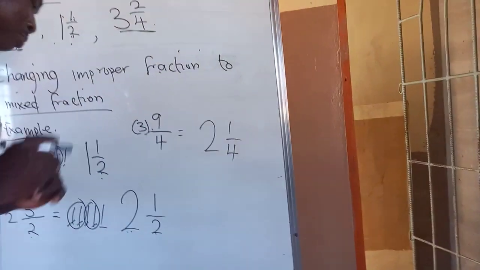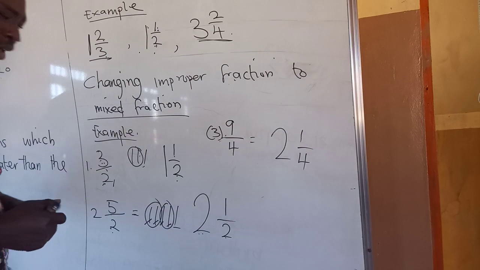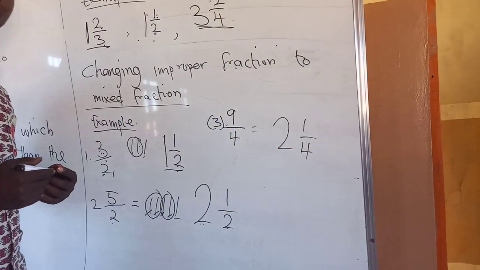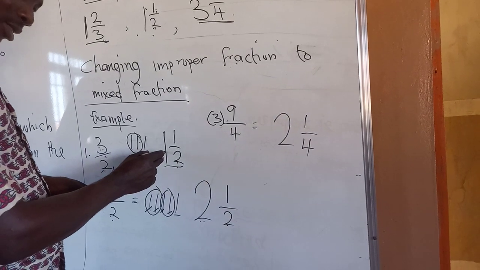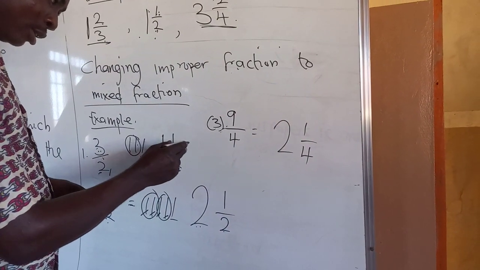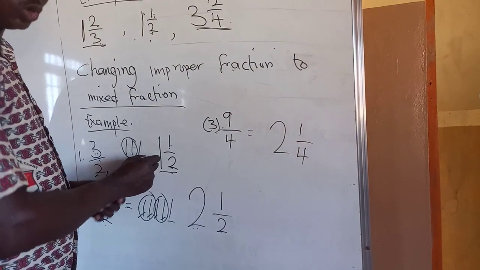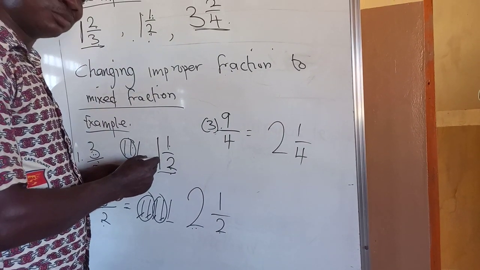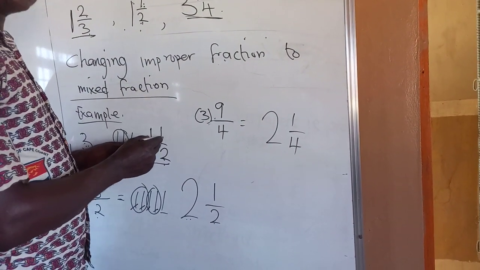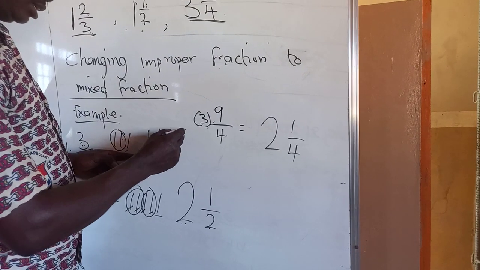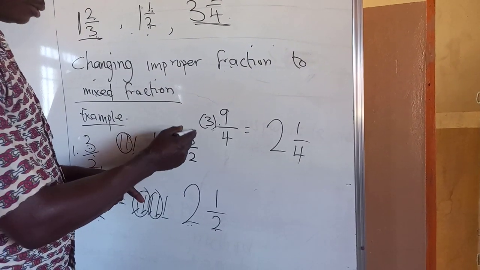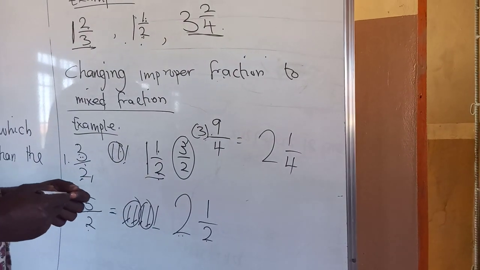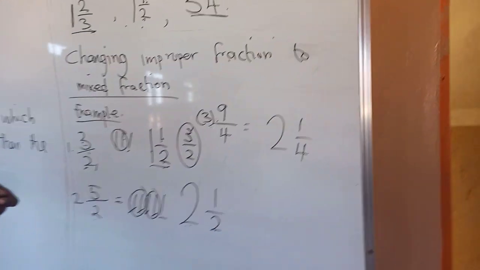If you want to get the improper fraction back, let's start from the beginning here. The 2 will first multiply the whole number and then add the numerator. So 2 times 1 will give you the same 2, plus 1. What will we get? 3, out of the same 2. So I've got back my improper fraction.